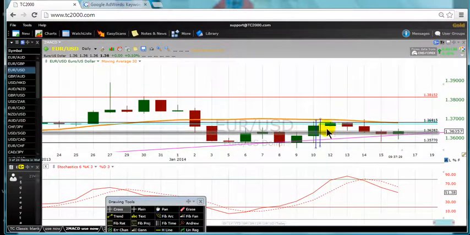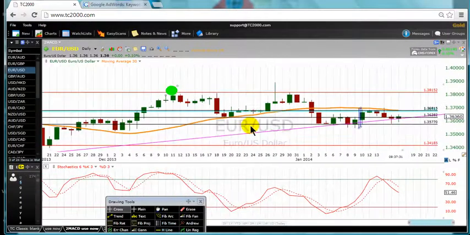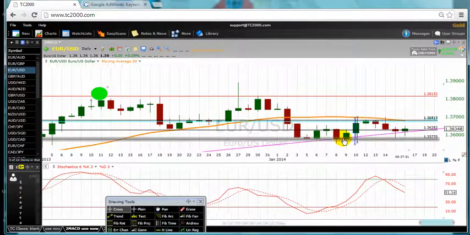So here we are. You can see that on the moving average 30, the price on the daily chart is below the moving average 30. When the price is below the moving average 30, it is in the bearish zone. If it's above the moving average 30, it is in the bullish zone. Now the question that we have to answer: how do we buy and how do we sell? That's the question.